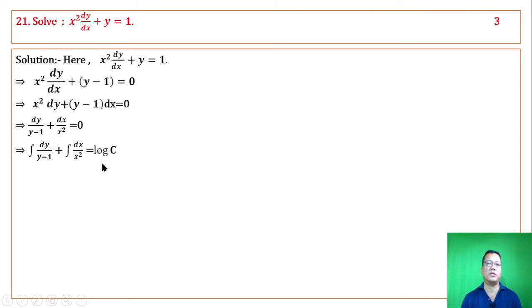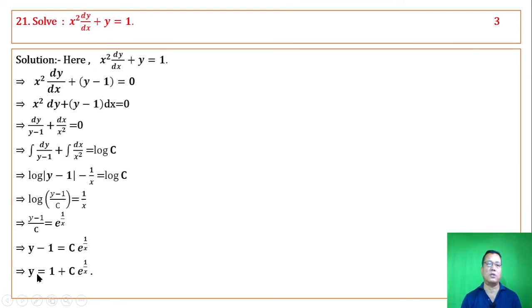Integrating both sides, we get log of modulus of y minus 1 equals integral of 1 by x square, which is minus 1 by x, plus log c. Simplifying, y minus 1 equals c times e to the power 1 by x, so y equals 1 plus c times e to the power 1 by x, which is the required general solution.